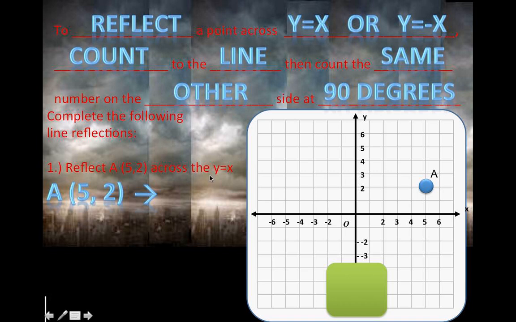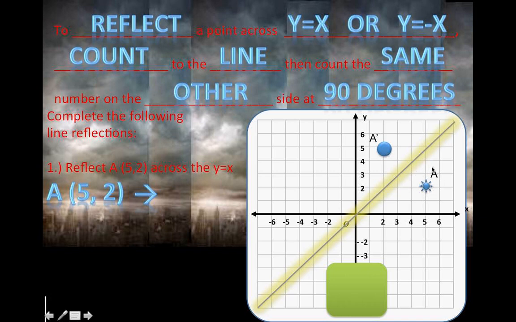We're going to be going through the line y equals x. So it's one of these two. It's right here. Y equals x is the right-hand diagonal going just like this. Got a positive slope. And we're going to go ahead and reflect this point through there. So we're going to count to the line, and then we're going to turn 90 degrees and shoot straight up. So we're going to reflect 1, 2, 3 spaces. And it's going to go 3 spaces up. So it goes 1, 2, 3. Make sure you label it A prime.